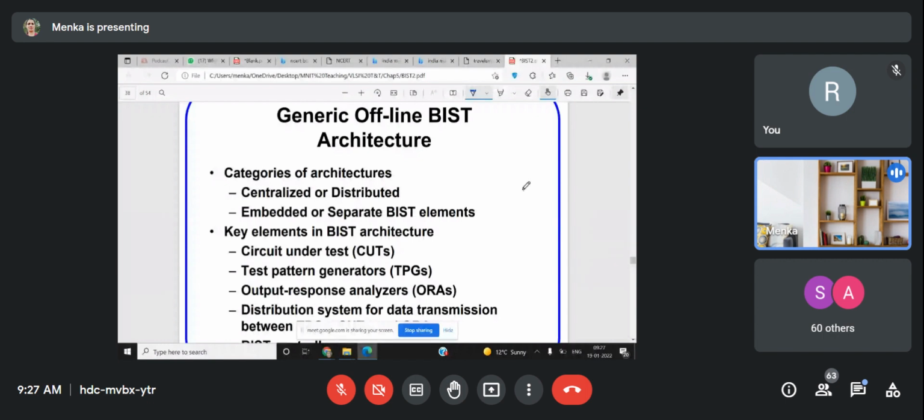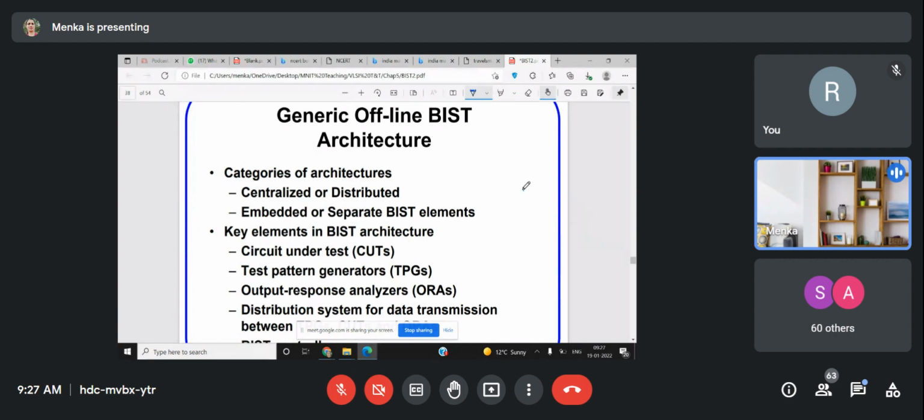So after the signature analyzer, we have the generic offline BIST architecture. As I discussed earlier, BIST is of two types, online and offline. Online means simultaneously the chip is going to do its own work and the BIST is going to do its work. Offline means your CUT is taken inactive and then the BIST is going to work. So the generic offline BIST architecture is given in this.